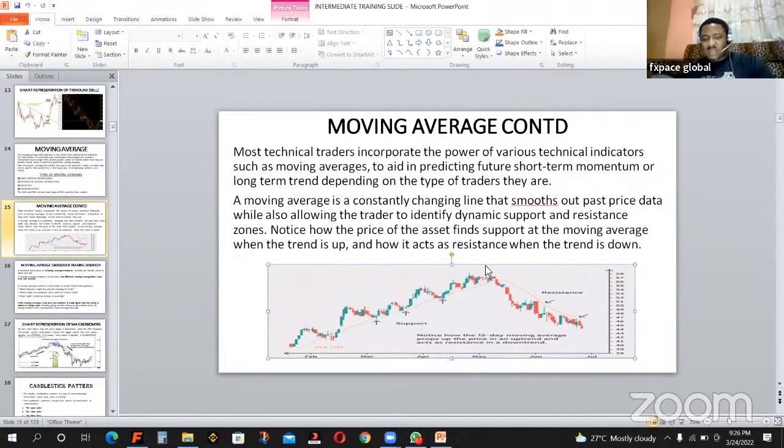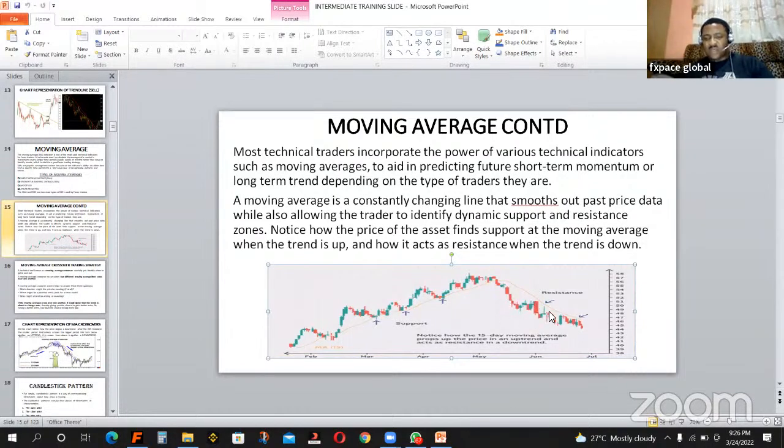Now, look at this price. The moving average is covering the price. As the moving average is covering the price, what does it tell us? It tells us opportunity to sell.